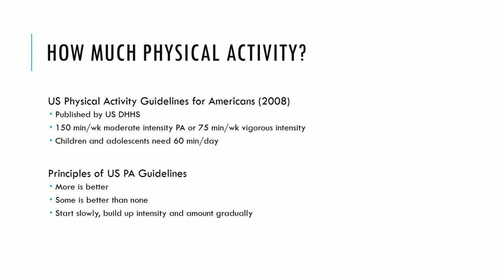In general, the principles of these guidelines are: more is better, so the 150 minutes per week is really a baseline. More is better than that. But also, some is better than none. So 100 minutes per week is better than 50 minutes per week, and 50 minutes per week is better than 0 minutes per week. Even if you don't meet that 150 minutes, some is better than none. And then lastly, start slowly, build up intensity and the amount gradually. This is to prevent burnout and injury.